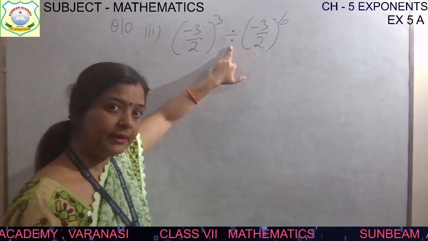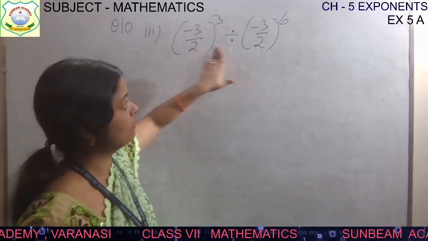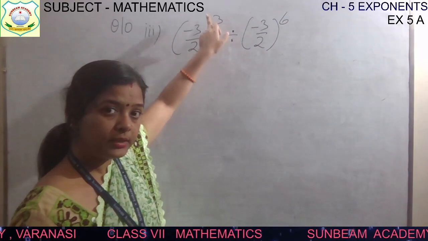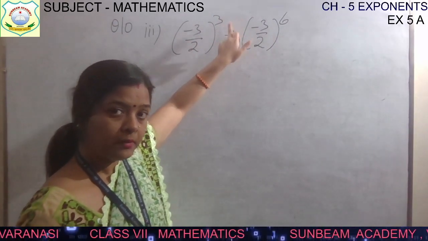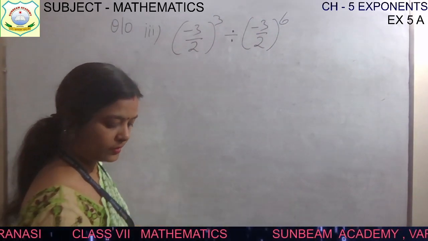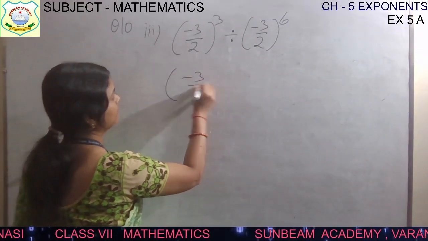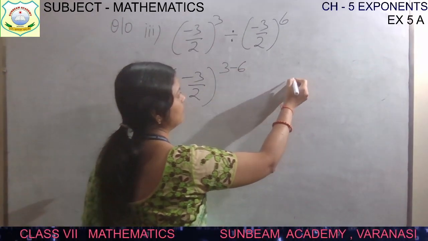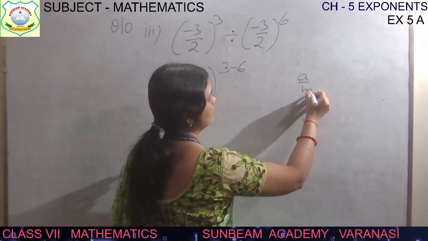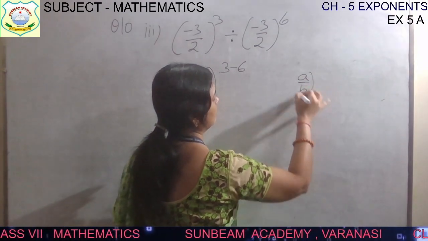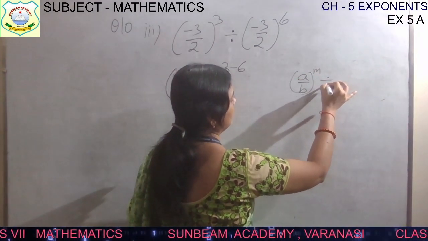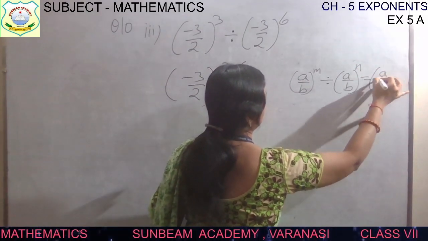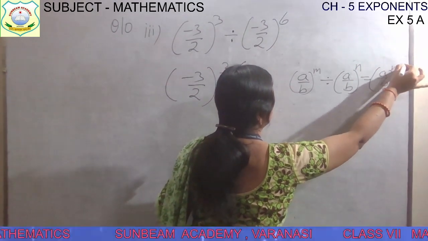हम क्या कर रहे हैं? उनको डिवाइड कर रहे हैं. सेम रेशनल नंबर minus 3 by 2, minus 3 by 2. Same rational numbers are there and we are dividing them. So their powers will be subtracted. 3 minus 6 we will write. Okay. So minus 3 by 2 to the power 3 minus 6. Here you will write by using the law: a by b to the power m divided by a by b to the power n is equal to a by b to the power m minus n.